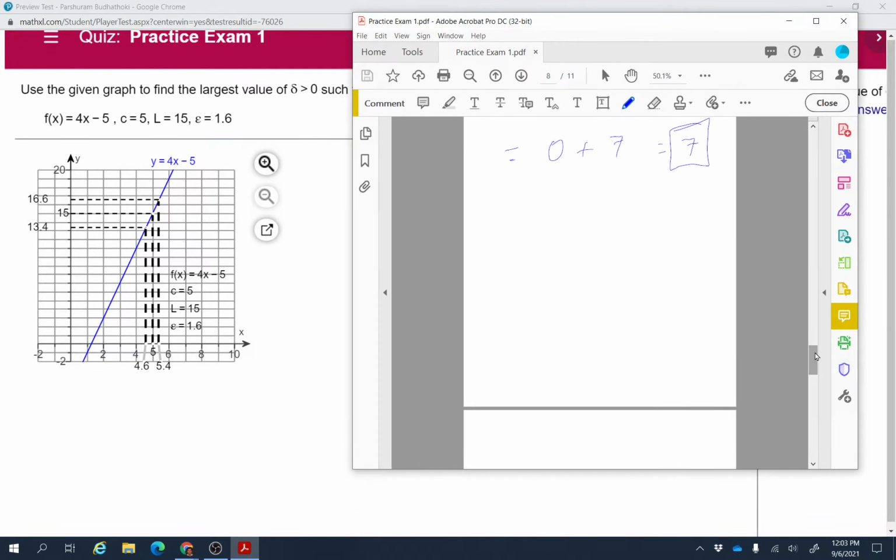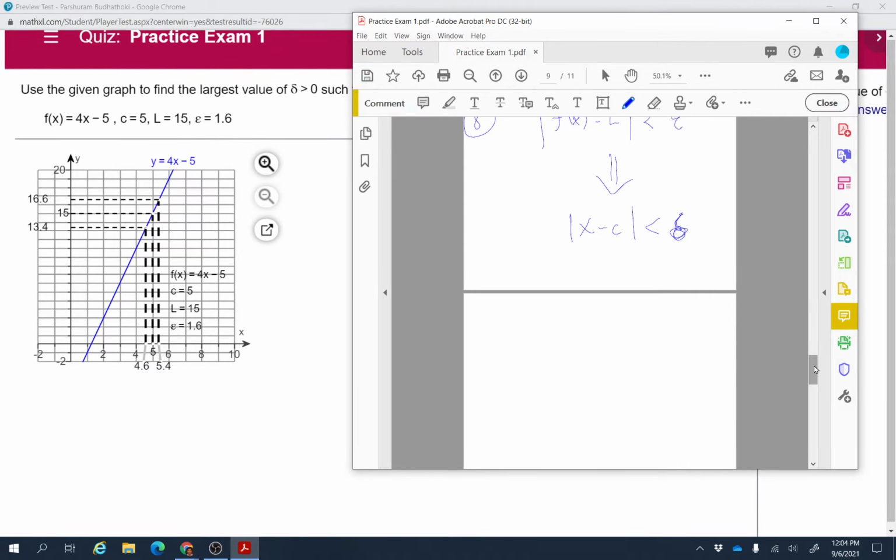So whenever you need to do this kind of problem, you always start with the absolute value of f of x minus L is less than epsilon. Always start with this and try to simplify it such that you end up with x minus c is less than some number. That number will be the delta. So I'm going to start with this and play with f of x minus L to make it x minus c.